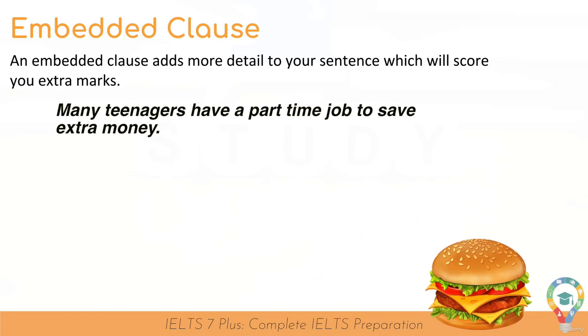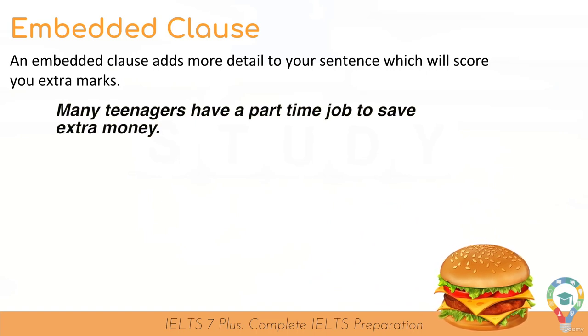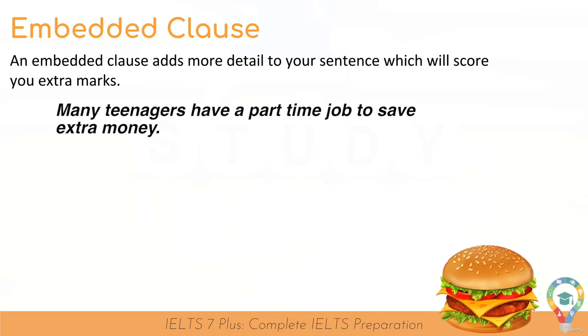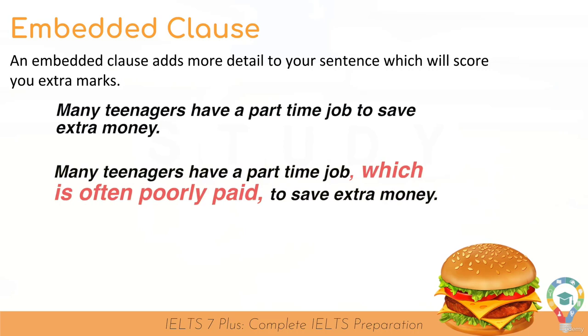Here is an example of a simple sentence. Many teenagers have a part-time job to save extra money. Now, I'd like to add more detail to this sentence and maybe say something about what kind of jobs teenagers have. I'm going to put this right in the middle of this sentence. Let's see the example of an embedded clause now. Many teenagers have a part-time job, which is often poorly paid, to save extra money.